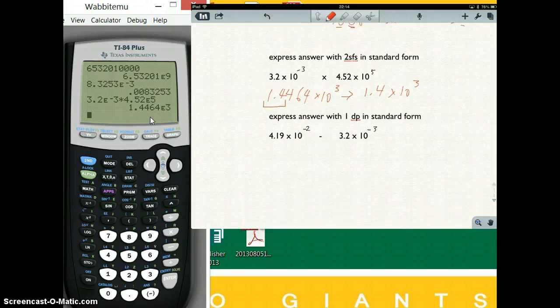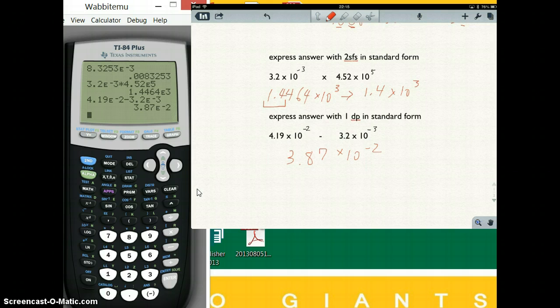The last one, we're going to do the subtraction problem, and then we're going to figure out how many decimal places are left. So 4.19 E negative 2 minus 3.2 E negative 3. Okay, so the answer is 3.87 times 10 to the minus 2.